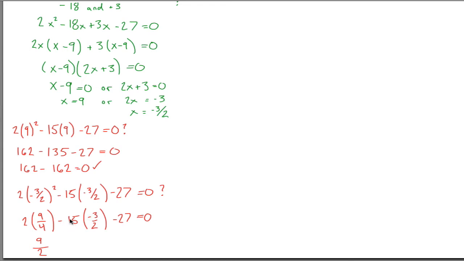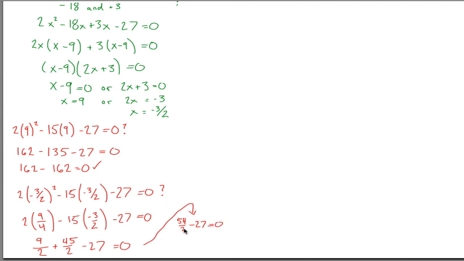Let's see, the 2 negatives will cancel out if you think about this as 15 over 1. So we get plus, and 15 times 3 is 45 halves. I'm a little low on room here, but if we took this one more step, 9 plus 45 is 54. So you get 54 halves minus 27 equals 0.